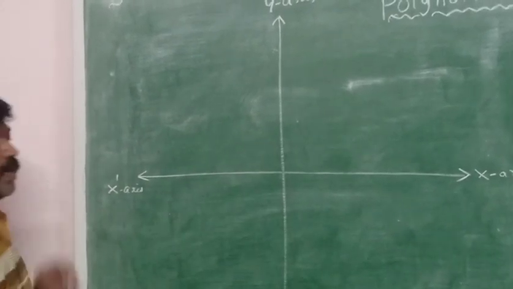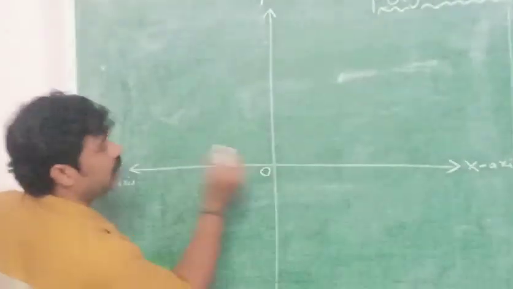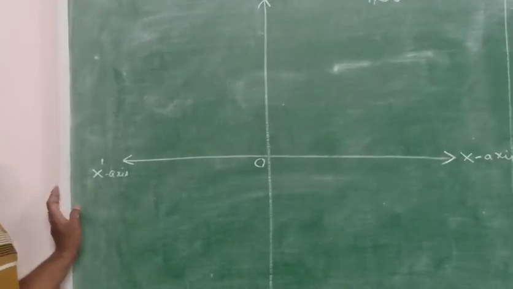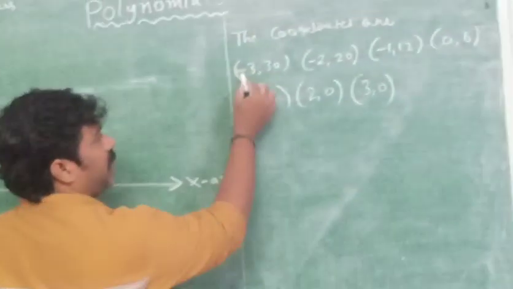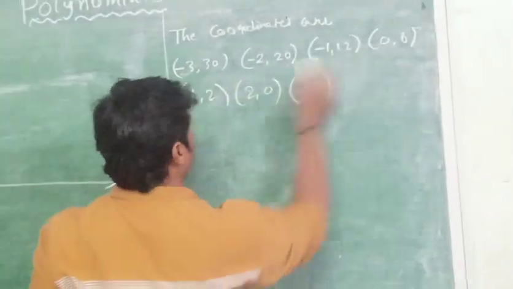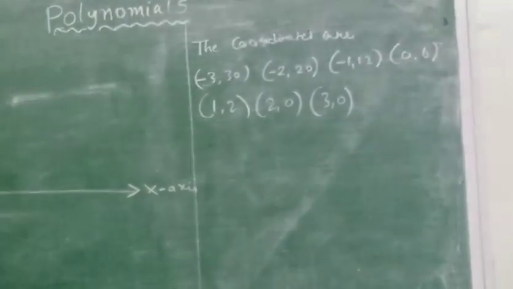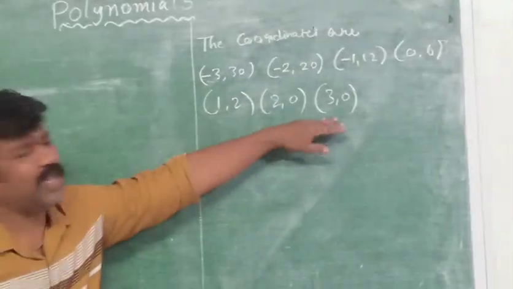And the intersection of the x-axis and y-axis is the origin. Now we have to see the coordinates. On the x-axis, these are the x coordinates: minus 3, minus 2, minus 1, 0, 1, 2, 3. All their x coordinates are smaller values only.